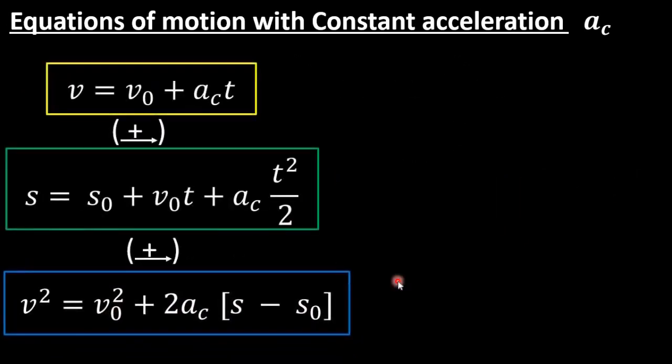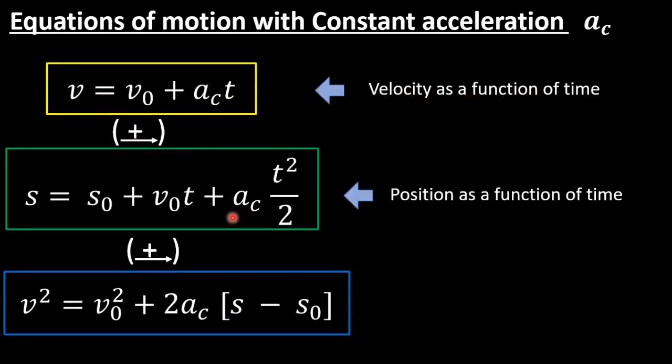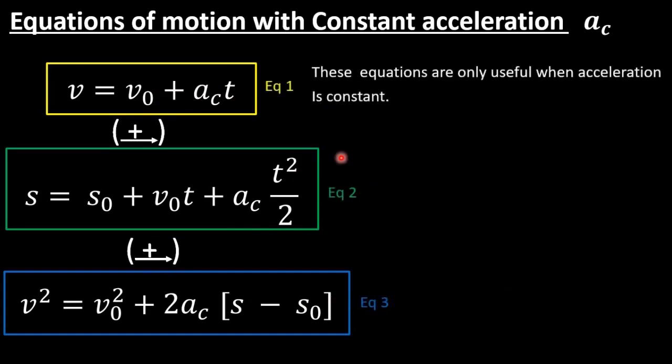So these are the three equations that we found, where we're saying movement to the right is positive, and these equations are only useful when acceleration is constant. In this equation, we have velocity as a function of time. For this equation, we've got position as a function of time. And for this equation, we have velocity as a function of displacement. Now these equations, like I said, are only useful when acceleration is constant.